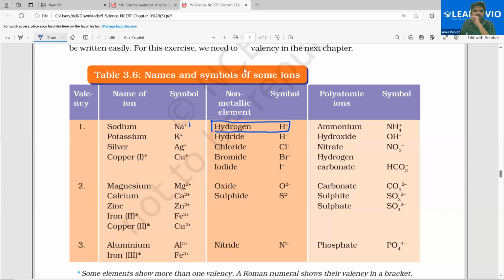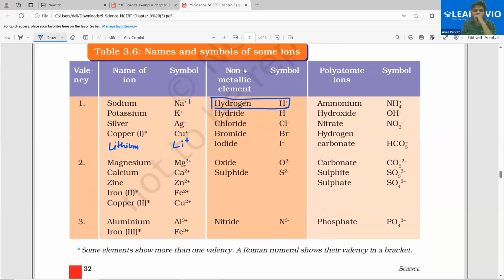Okay. Lithium. Lithium is Li 1 positive. Then magnesium has +2, calcium has +2, zinc has +2, iron has +2. When iron has +2, its name is ferrous.